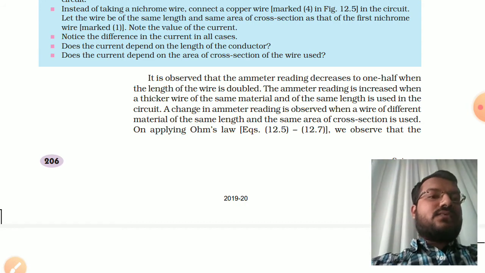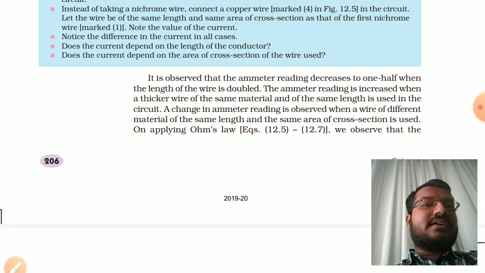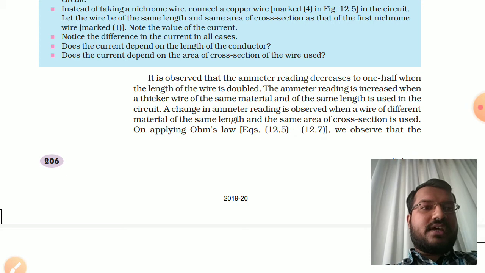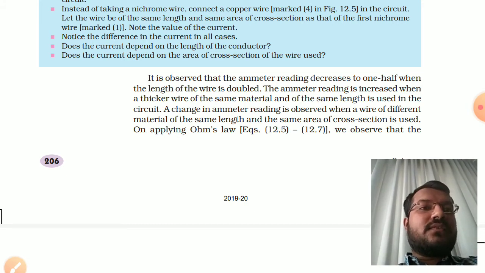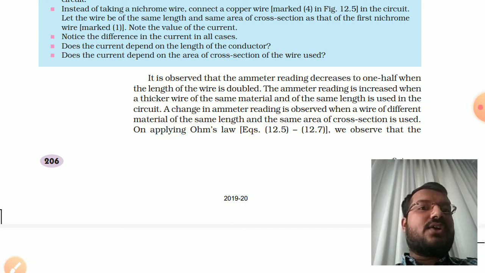So second case, what we do, we increase the diameter of that wire. Okay, we increase its cross sectional area, so we can see that the ammeter reading is increased. It means current I is increased when we increase the thickness of the wire. A change in ammeter reading is observed when a wire of different material of the same length and the same area of cross section is used.